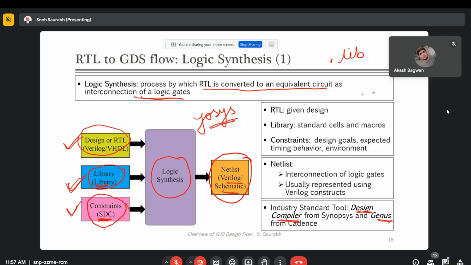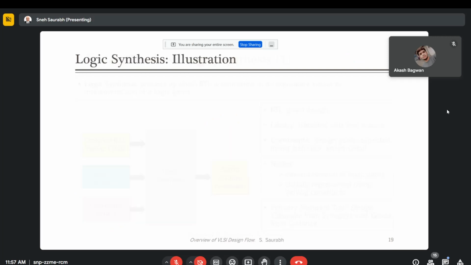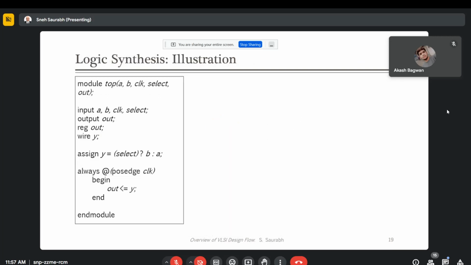Now let us look into an example of logic synthesis. What is actually done in logic synthesis? So suppose this is our RTL code, right? This is an RTL code which is written in a Verilog format. So this is a very simple Verilog code. If you don't understand Verilog, it's okay. I'll just describe what it means, right? So in this code, there are two basic constructs. First, the inputs and outputs of our design are defined here, right?